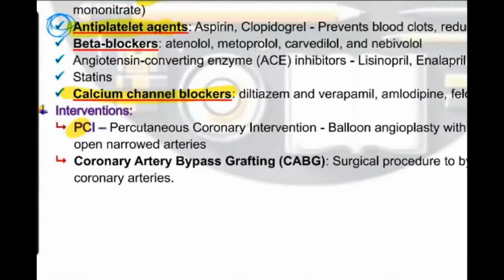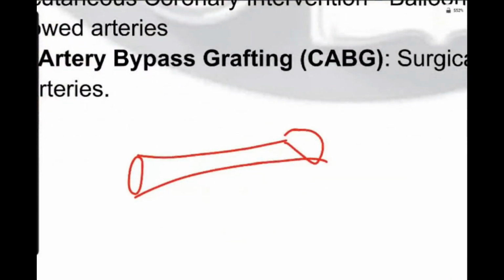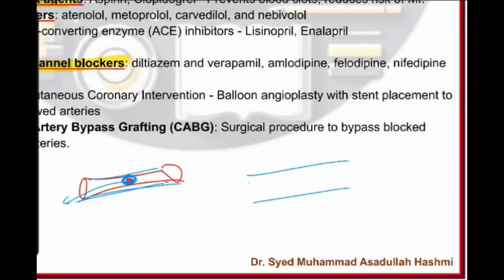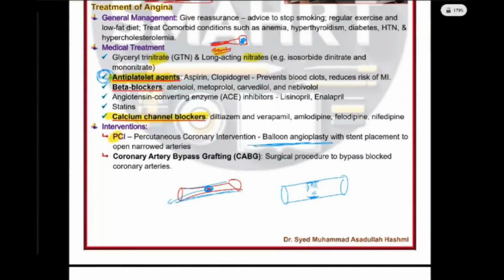What will they do? For example, this is the blocked artery. Let it be the left anterior descending, the most common one. There is something which is blocking, so they will take a guide wire, remove this block, put a balloon here and dilate this artery. After dilating, it will look like this. They take the balloon off, leaving a mesh. This mesh will keep the artery open. So it is balloon angioplasty with stent placement. This is known as a stent.